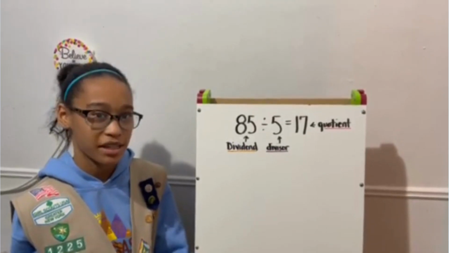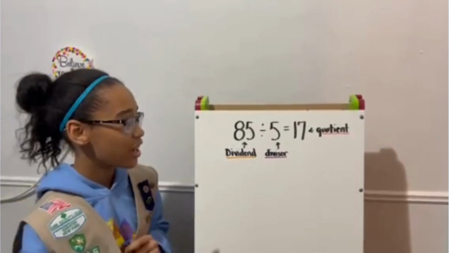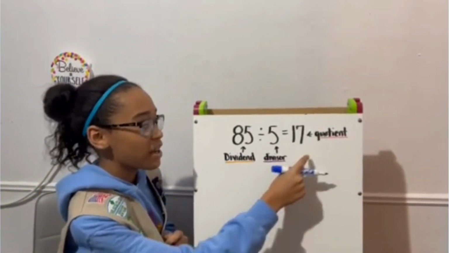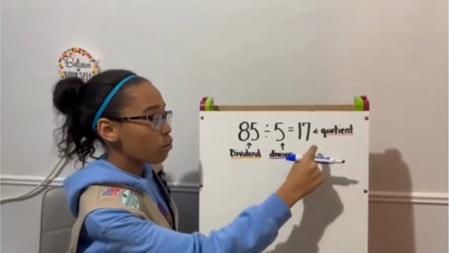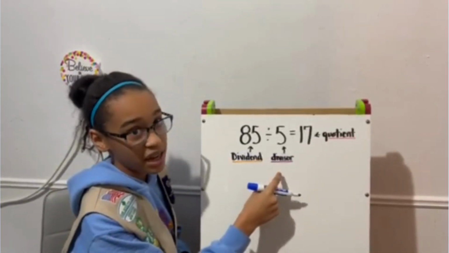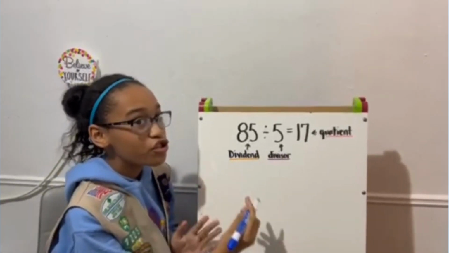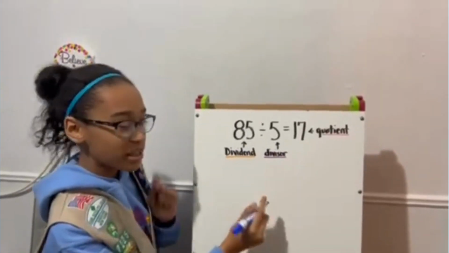Our first step is to identify what's our dividend, divisor, and quotient. 85 is our dividend, 5 is our divisor, and 17 is the quotient. So we have to multiply our quotient by our divisor, and if this math is correct, our product should be the dividend 85. So 17 times 5.